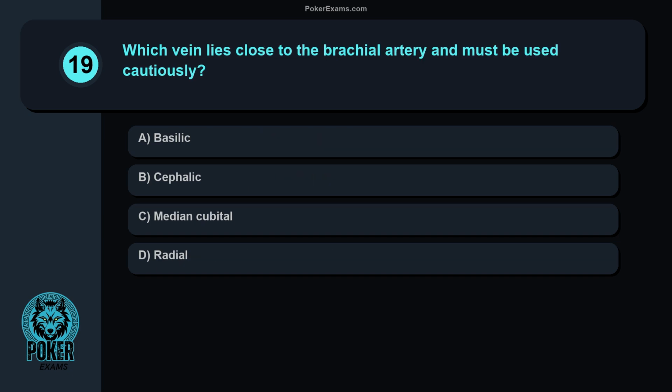Question 19. Which vein lies close to the brachial artery and must be used cautiously? Basilic, cephalic, median cubital, radial.